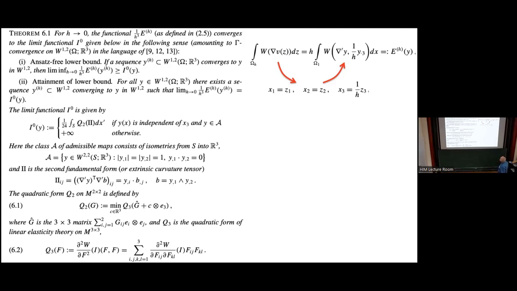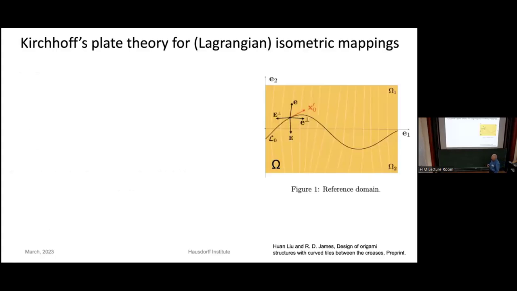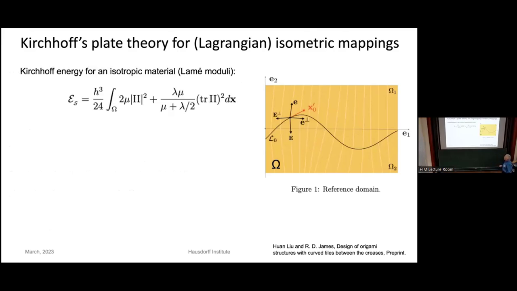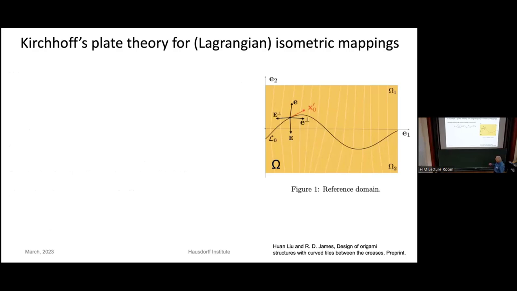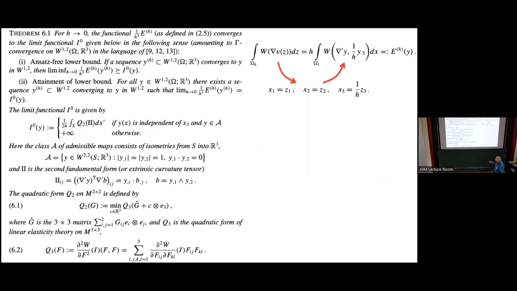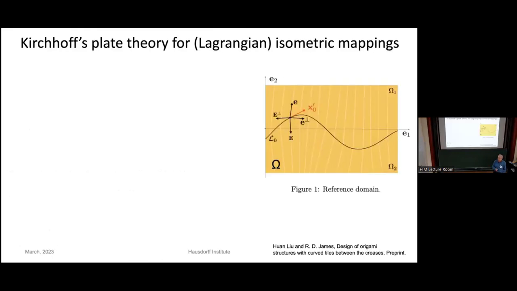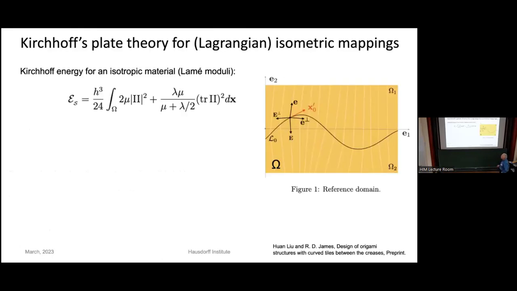In case there was something not clear here, there was a change of variables at the beginning and division by the thickness. In fact, this is the explicit form of the energy of Kirchhoff's plate theory. So that's exactly what I just said. It's just this energy with the Q2 specialized to an isotropic material. There it is right there.